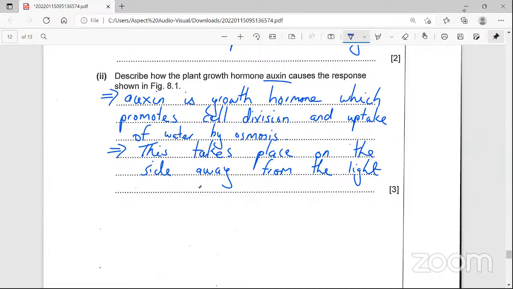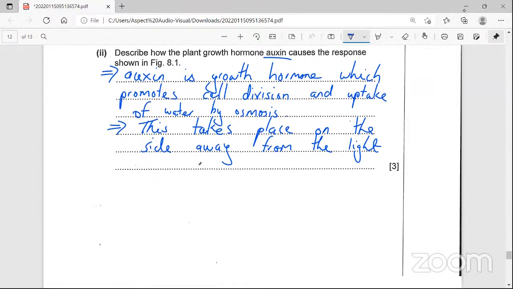Are we done? Quickly, guys. Yes, sir. Done? So we can move.